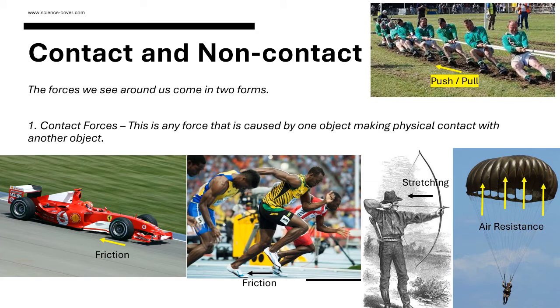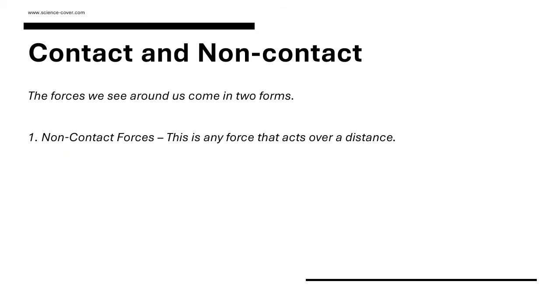This tug of war team is pulling on the rope. They are in contact with the rope, and therefore this push or pull would be a contact force. Non-contact forces are any force that can act over a distance.